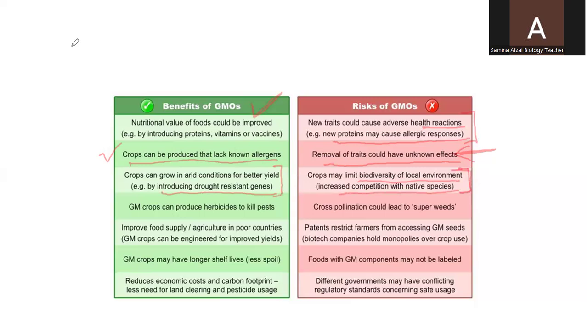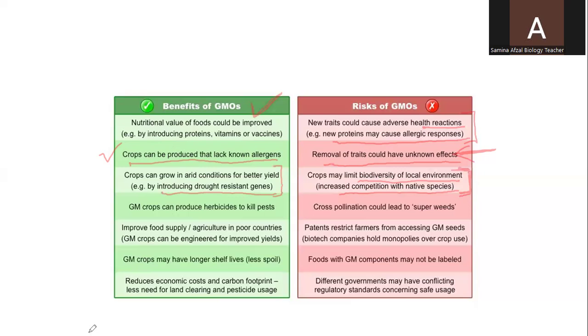But in other cases, you can say the crops limit biodiversity. Biodiversity limit means there is less variation in them. So due to less variation, they have to suffer many problems. As for example, they need to compete with the native species which are already growing there. So in this way, they can have different problems. So due to competition, whether they will grow or whether they will not grow, it depends.